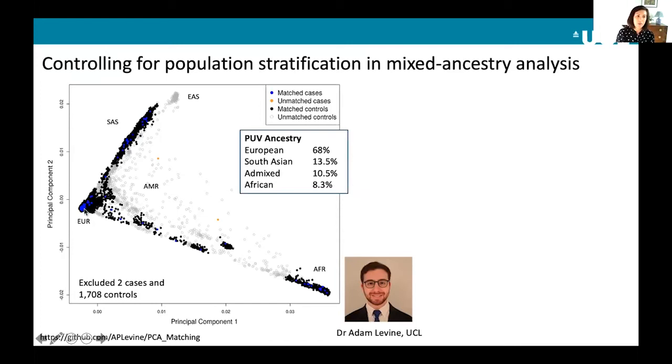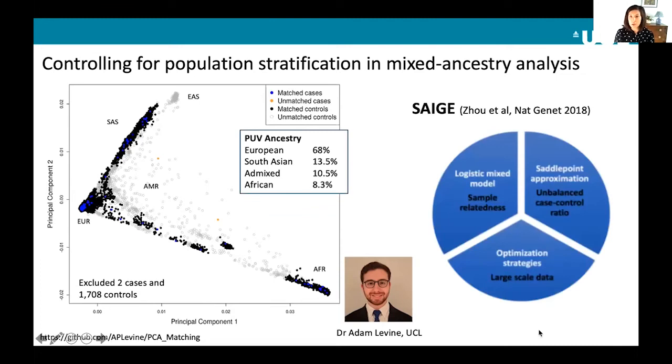Here we have the blue matched cases with the black matched controls, where each case had to match at least two controls to be included, whereas we discarded two cases here that you can see in orange and all of the grey controls.